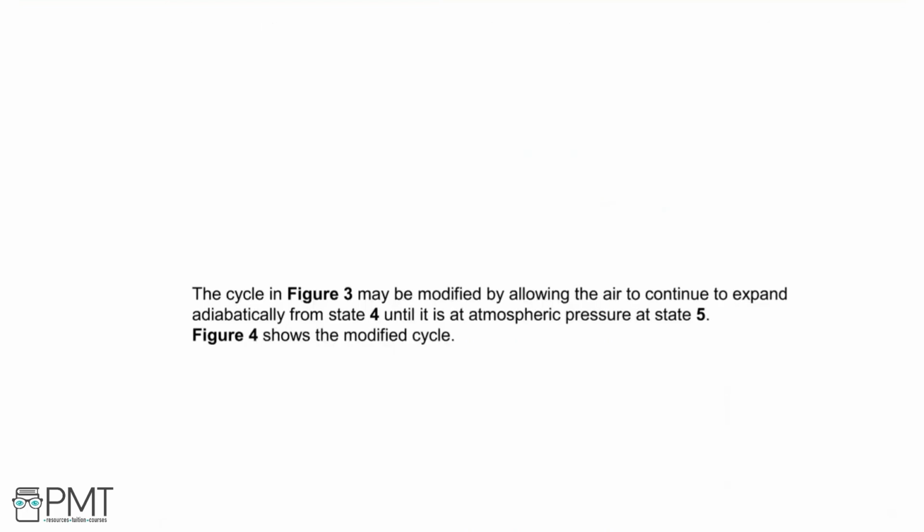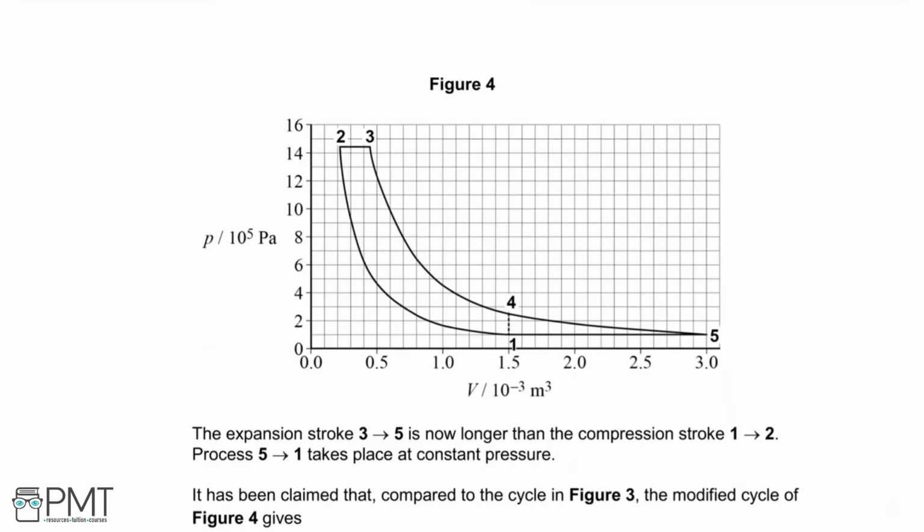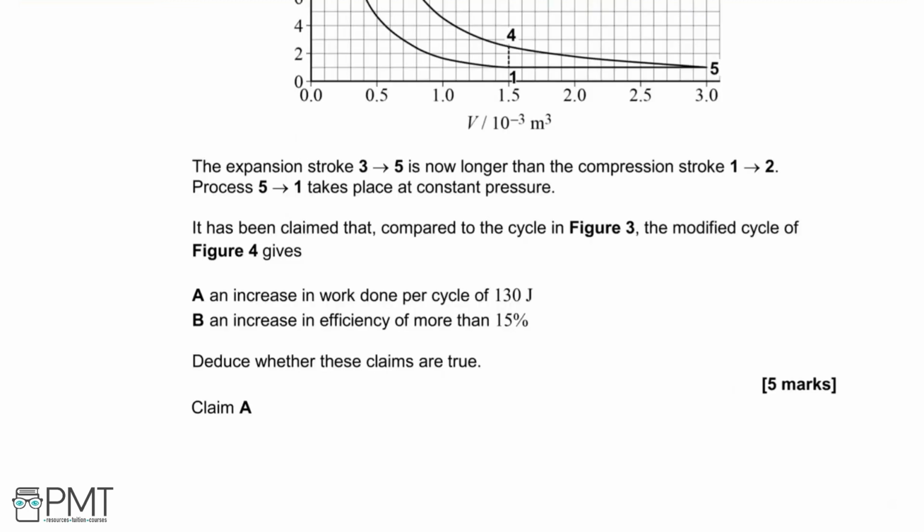The cycle in figure 3 may be modified by allowing the air to continue to expand adiabatically from state 4 until it is at atmospheric pressure at state 5. Figure 4 shows the modified cycle. So you can see figure 4 there with that modified cycle, where it extends onto 5 into a point instead of that flat edge between 4 and 1. The expansion stroke 3 to 5 is now longer than the compression stroke 1 to 2. Process 5 to 1 takes place at constant pressure.